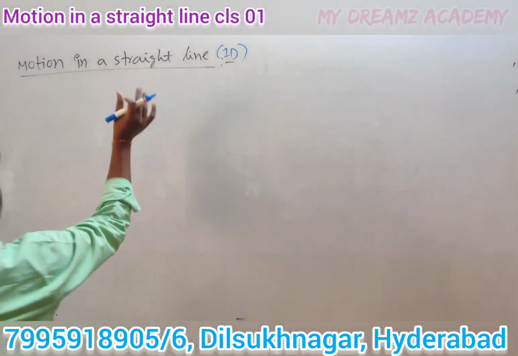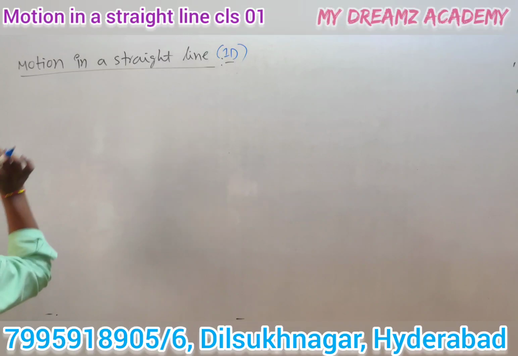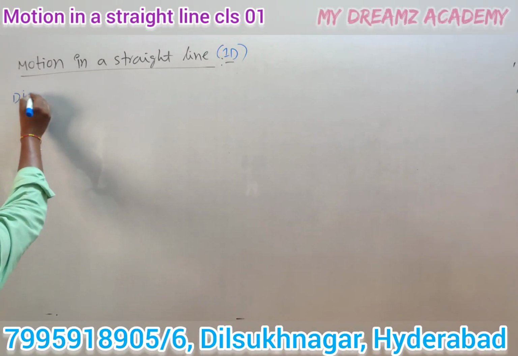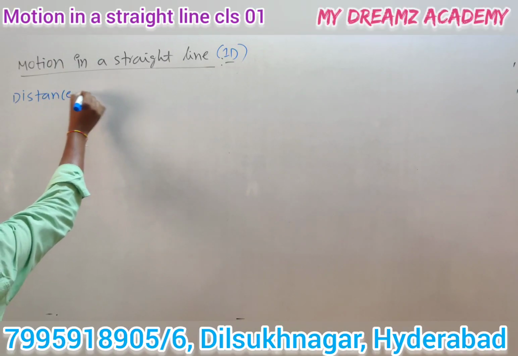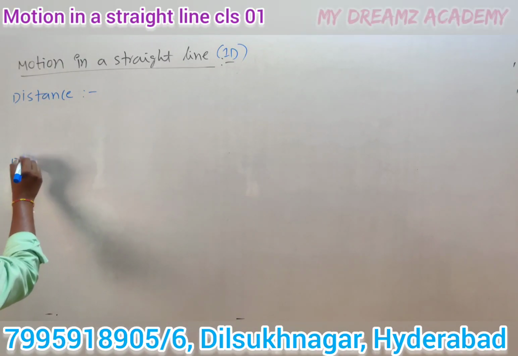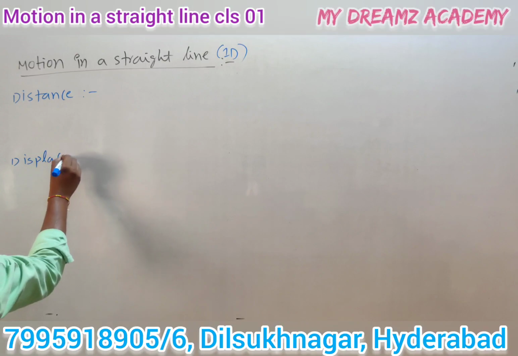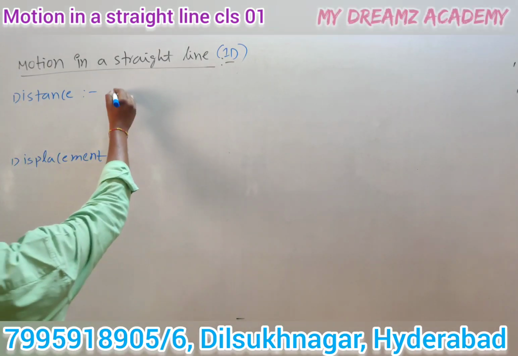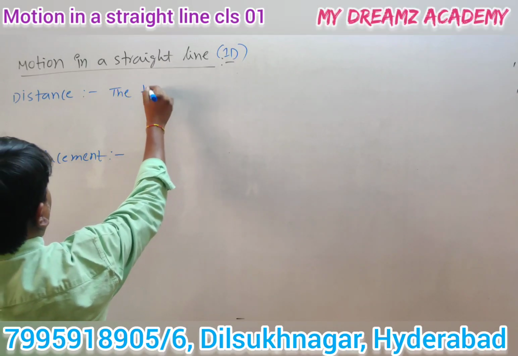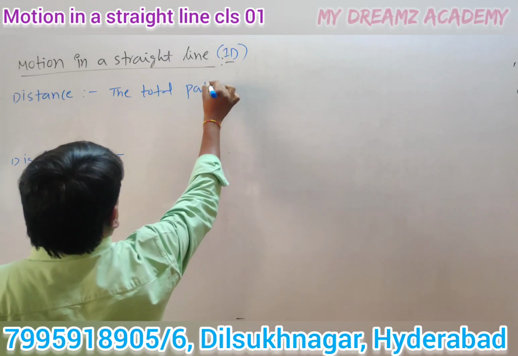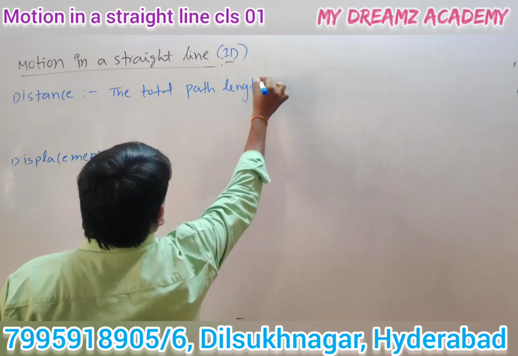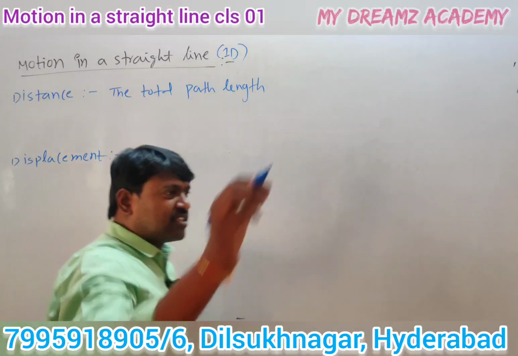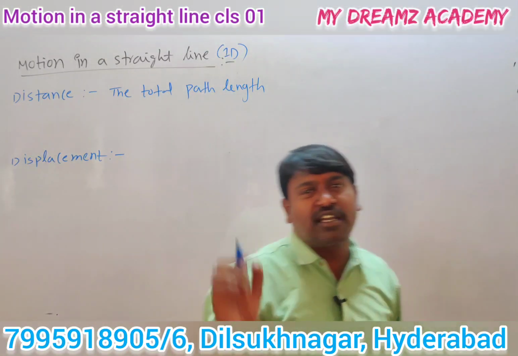Now in this we have to discuss two points. The first one is distance and the other one is displacement. What is the difference between distance and displacement? Distance means the total path length. The total path covered by the body is called distance.